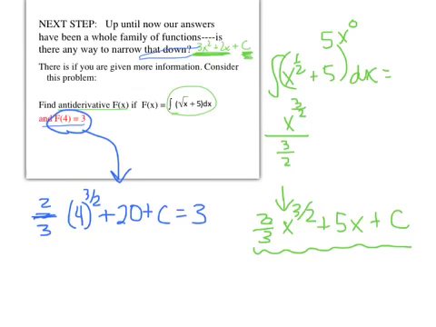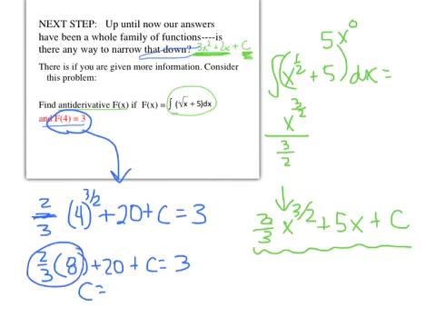Okay, so now either using your calculator or working through it, you're going to get... I don't have my calculator around, so I'm going to do 2/3 times 4 times 2, 8, plus 20, plus c equals 3. C is going to equal 16/3 or 25 1/3, so c is going to equal 3 minus 25 1/3.